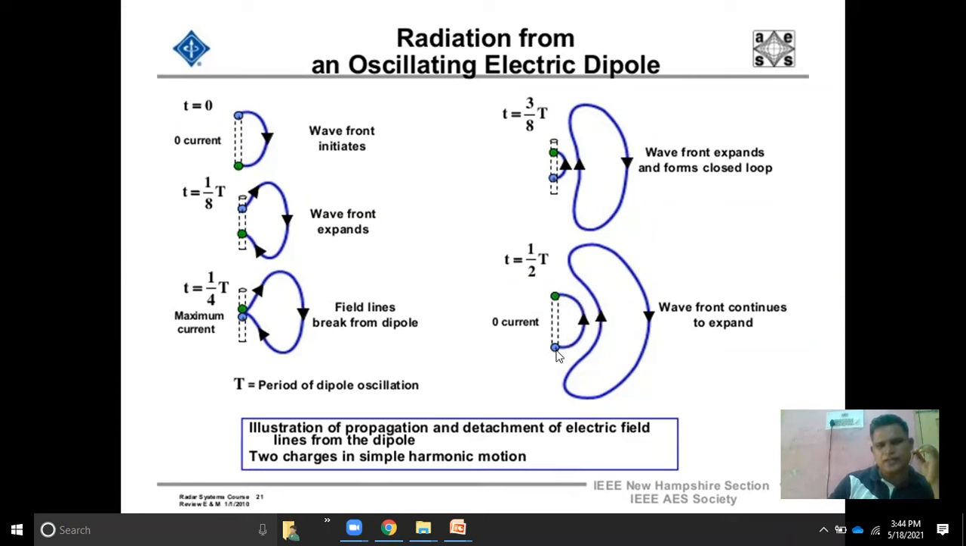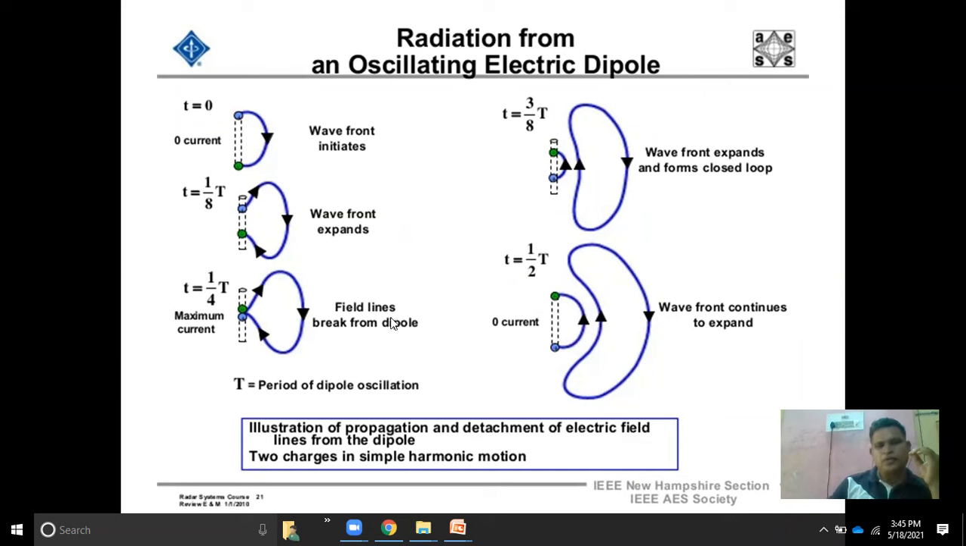Now the positive charge here is the blue one, and the green one is the negative charge. The direction of the electromagnetic field lines, comparing t is equal to 0 and t is equal to T by 2, are just reversed. In this manner, if you swap these two equal and opposite charges, we can generate electromagnetic wave fronts. At every crossing of these two charges, these electromagnetic lines will be separated and they will travel away from the antenna.